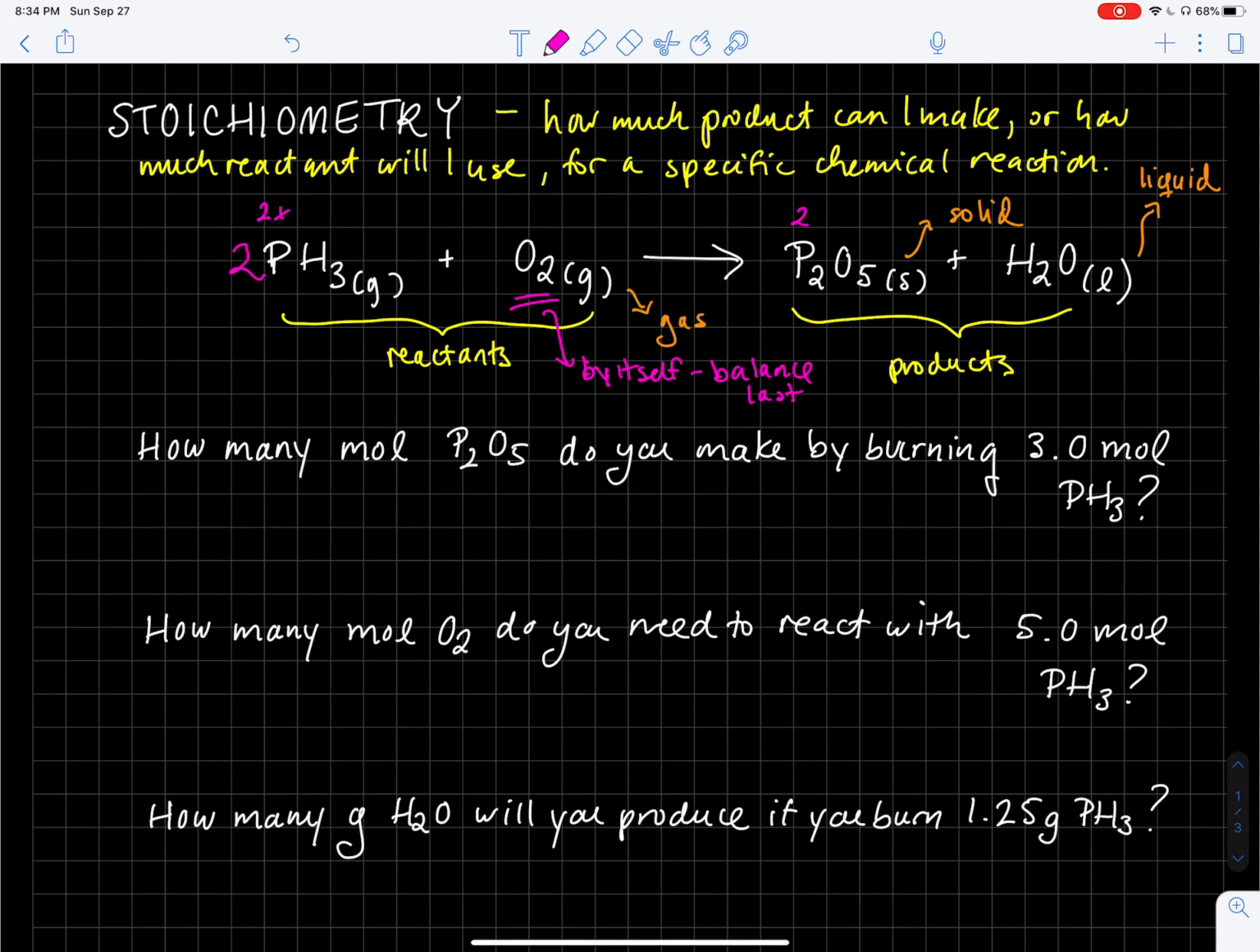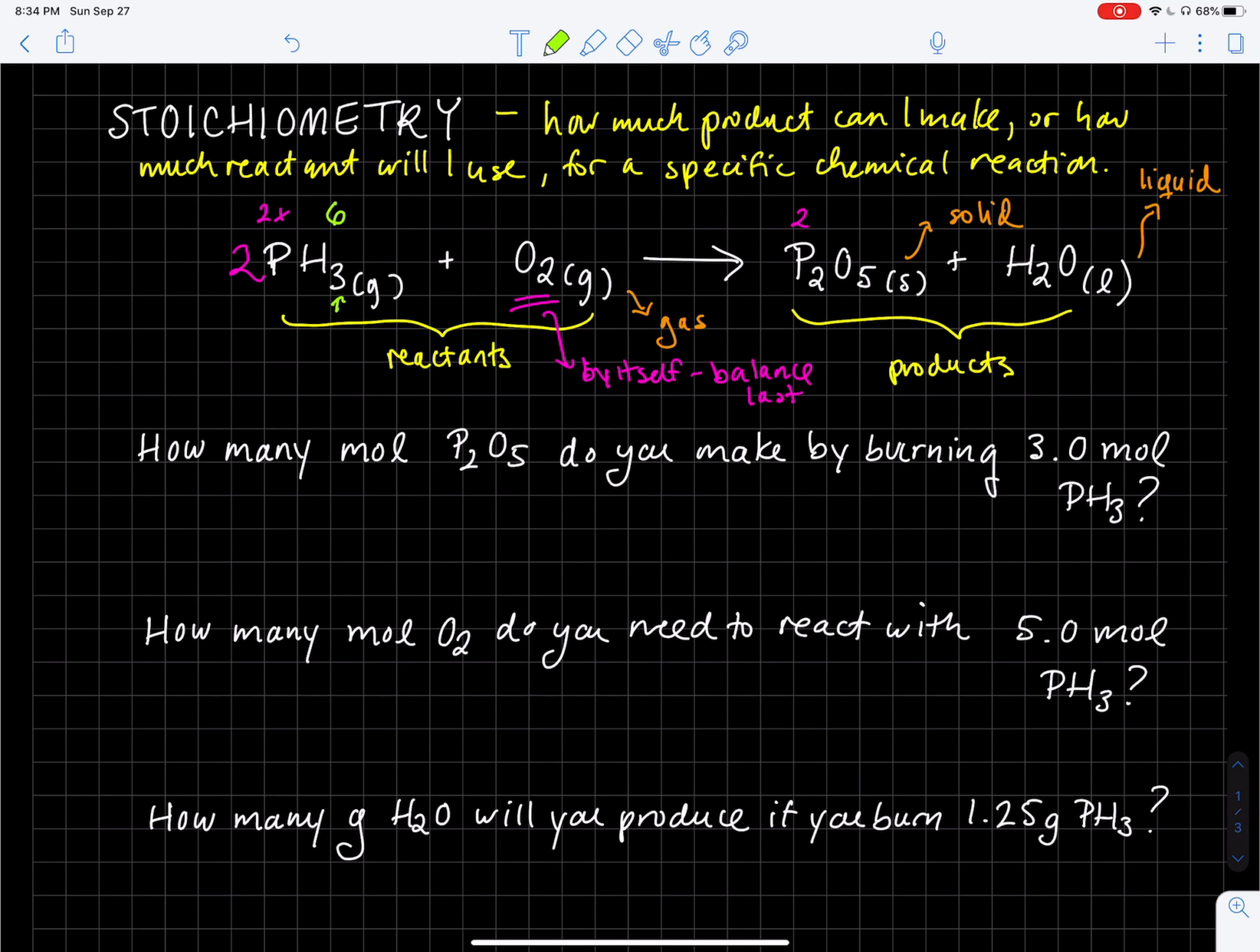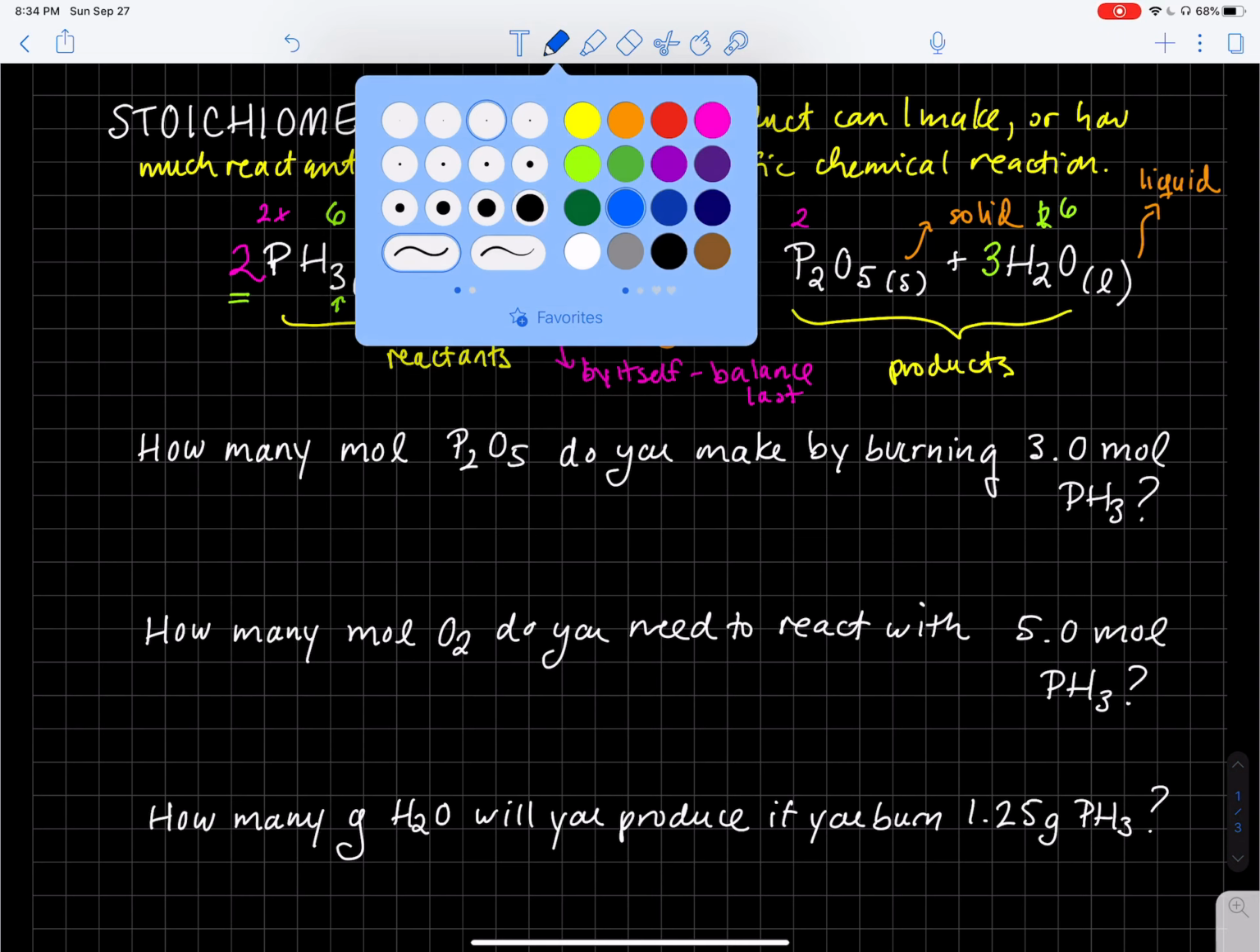If we look at the hydrogens, now that I've balanced the phosphine with the 2, I have 6 hydrogens here because I have 3 as a subscript times this coefficient, right? So I have 6 total hydrogens. On this side of the equation, hydrogen only appears in H2O, and I have 2 of them. So to balance that, I'm going to multiply my H2O times 3, and now I have 6 hydrogens. Okay, so my phosphorus and hydrogen are balanced, and the last thing I'll do is oxygen.